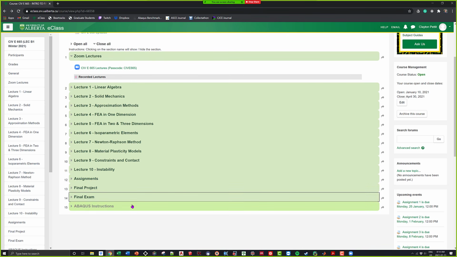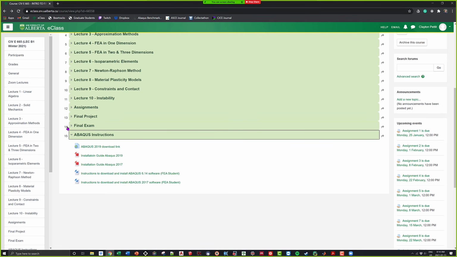The program that is going to be required is Abaqus down here. Down here we have some installation guides for Abaqus. It's completely free if we're using the student version, which you should be. And Abaqus will be a part of your assignments, especially when we get to the second half of the course, as well as your final project.